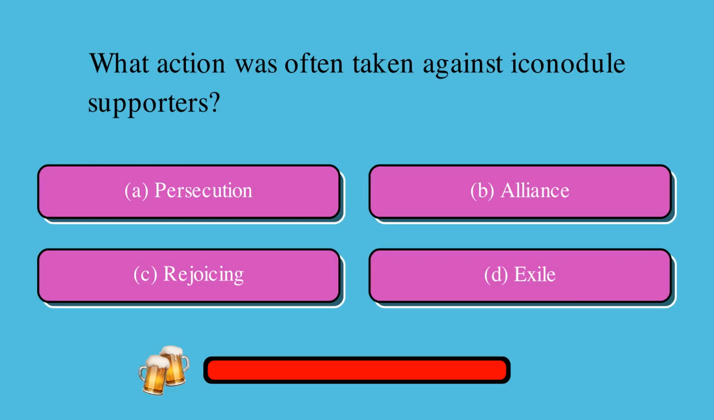What action was often taken against iconodule supporters? Is it A, persecution, B, alliance, C, rejoicing, or D, exile? The correct answer is A, persecution.